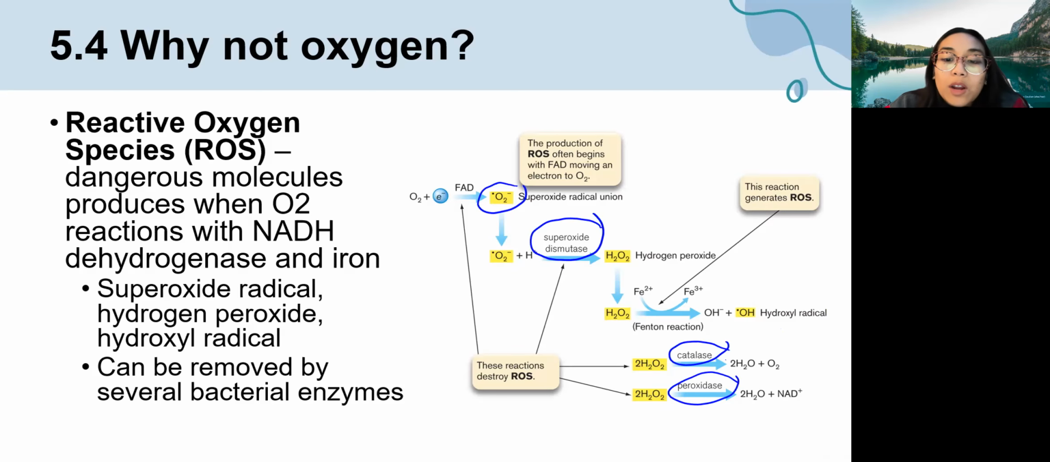But some bacteria don't have these, right? Some bacteria have these enzymes, some bacteria don't. So the bacteria that don't have these enzymes are not capable of living in oxygen. And so that's why there are some organisms that like oxygen, some that don't.